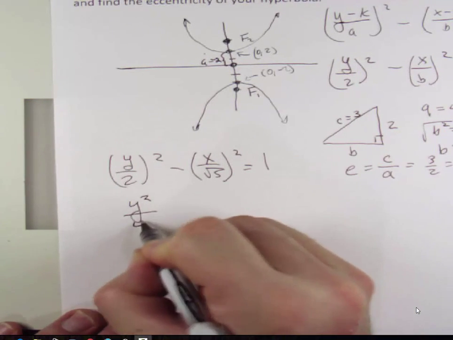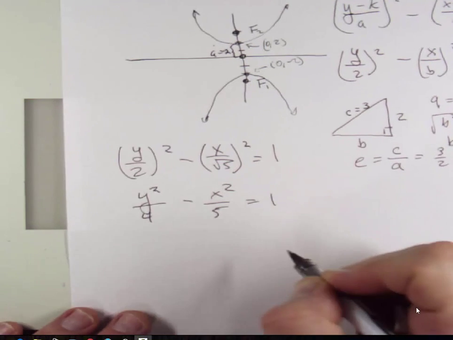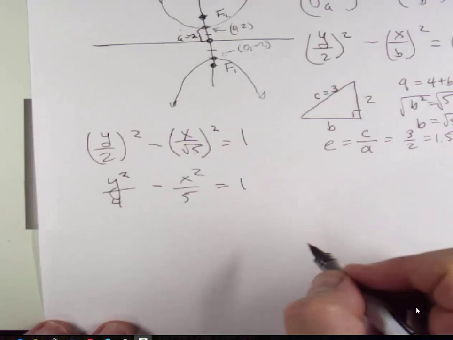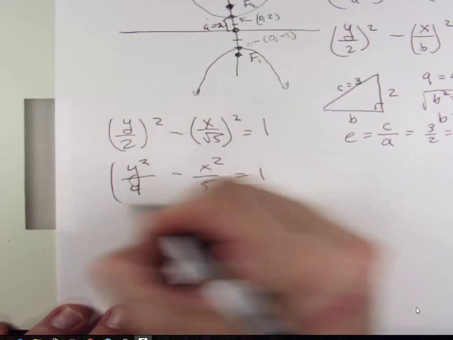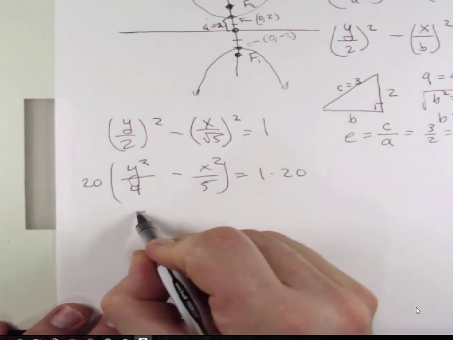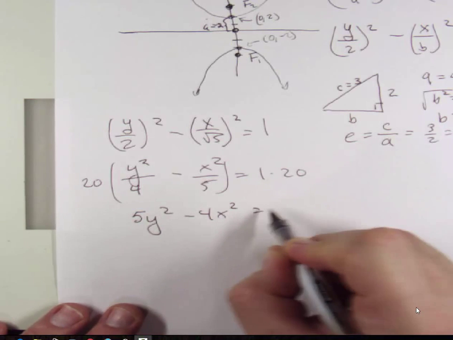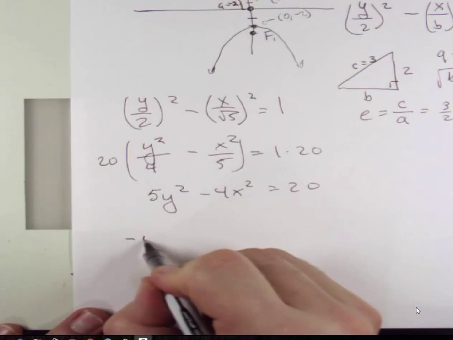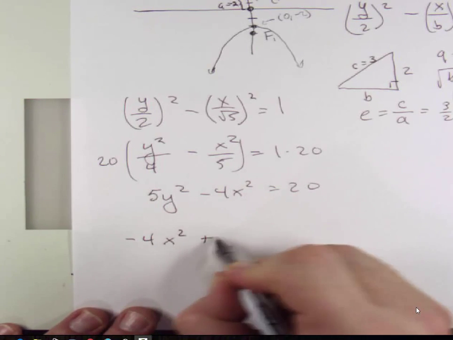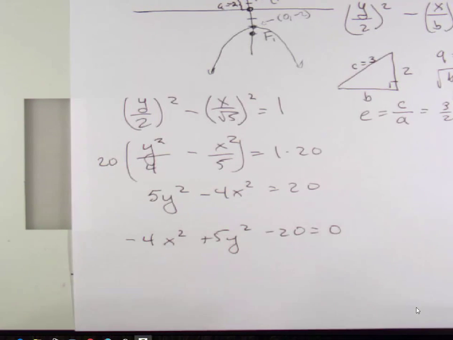Rewriting this in a different form, I'm going to multiply both sides by 20, for one reason: I'm going to obliterate the fraction. So I'm going to have 5y squared minus 4x squared is 20. Rewriting, minus 4x squared plus 5y squared minus 20 is 0. It's now in general form.